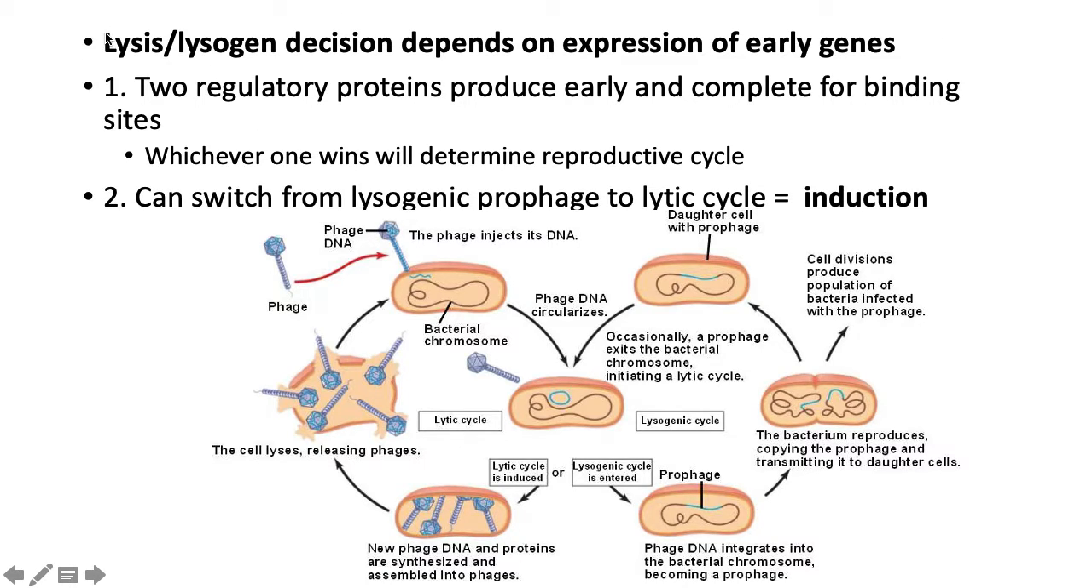All right, so the decision for a virus to go into the lytic stage or the lysogenic stage depends on some genes. They've discovered that there are two proteins that are produced, and they compete for binding sites. One protein will be for the lytic and one will be for the lysogenic. Whichever protein binds to the site of this gene first determines the reproductive cycle. But just be aware that a virus can flip-flop. It can go from that lysogenic stage to a lytic cycle stage. I like this picture because it shows the lytic cycle where it will bust out and kill the host cell, or it can be incorporated and kind of lay low.